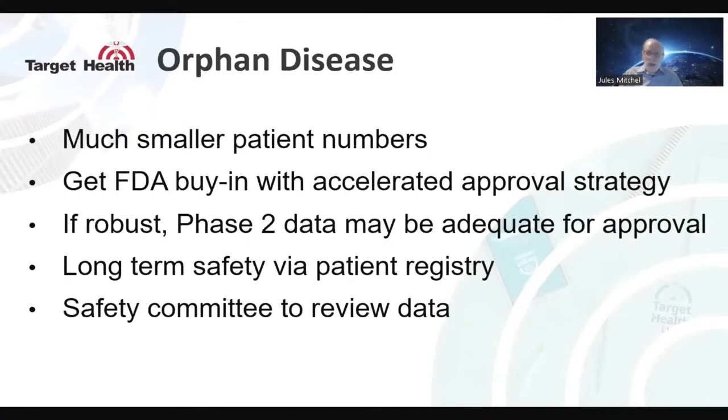Orphan diseases, and again, these last couple of slides are thinking out of the box. You can use a lot smaller number of patients. You can also get FDA to buy in with accelerated approval, okay? And we were doing this with a company that had a biomarker, basically a surrogate, what's called the surrogate endpoint.